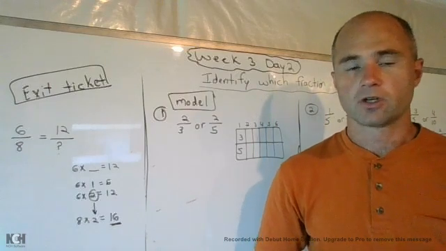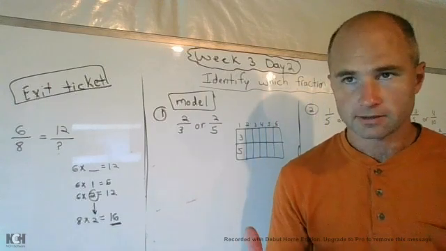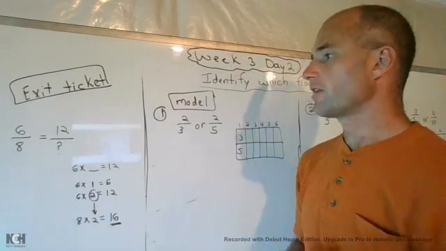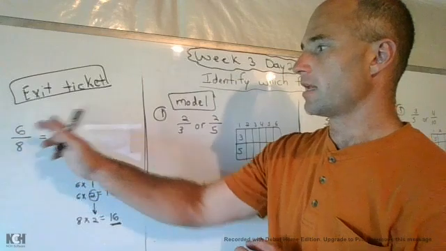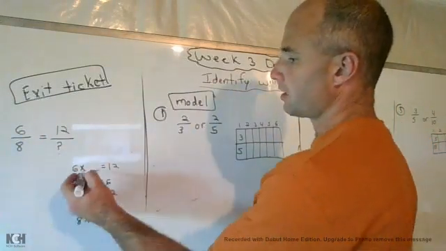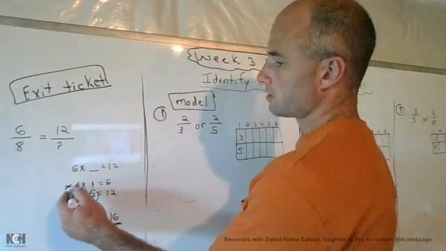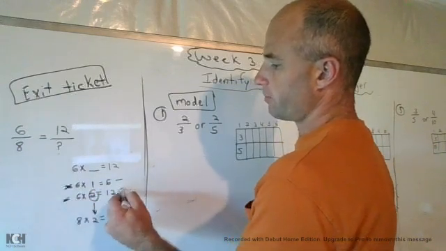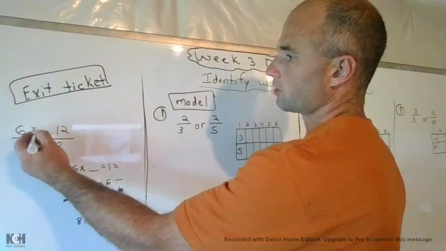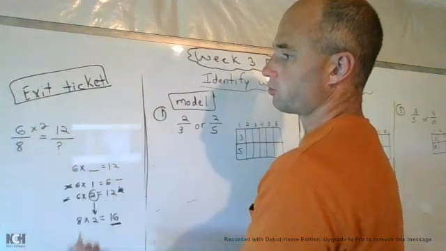6/8 equals 12 what? So we had to figure out what we were multiplying the 6 by to get that 12. To do that, I did my 6 times tables. 6 times 1 got me 6. 6 times 2 got me 12. Bingo. Meaning I'm multiplying 6 by 2 to get 12.